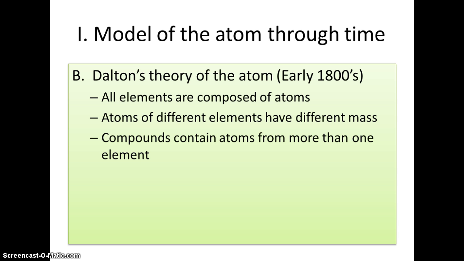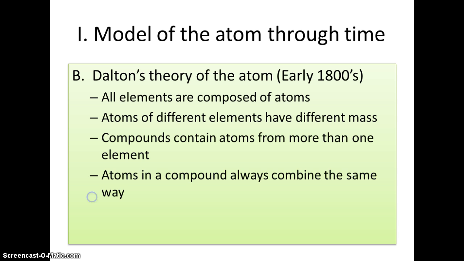He also thought that compounds contain atoms from more than one element. And lastly, atoms in a compound always combine in the same way, so they would have the same ratio. So when water combines together, it always has 2 hydrogens with 1 oxygen. Those were the 4 main points of Dalton's theory. Based off of this, Dalton thought that atoms were solid spheres.